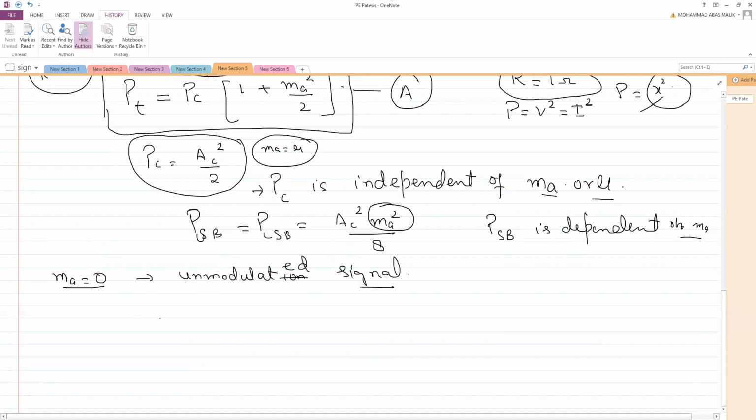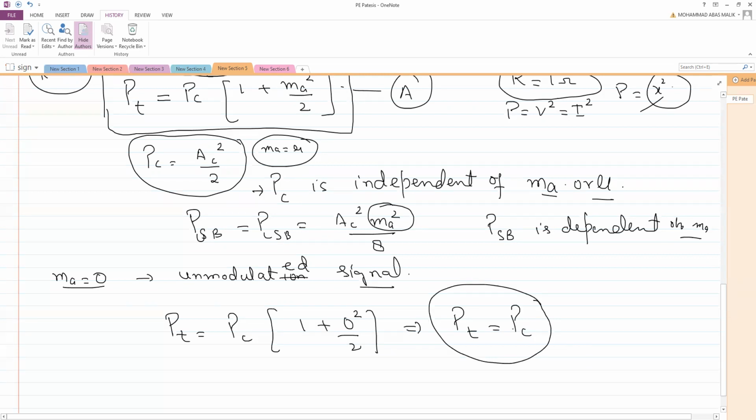So when you put the value of MA equal to 0, what will you get? PT is equal to PC times 1 plus 0 square by 2, which implies PT is equal to PC. That means when there is no modulation, the total power of your modulated signal will be equal to the carrier power. That's one point to remember: there is no modulation because total power is equal to carrier power.